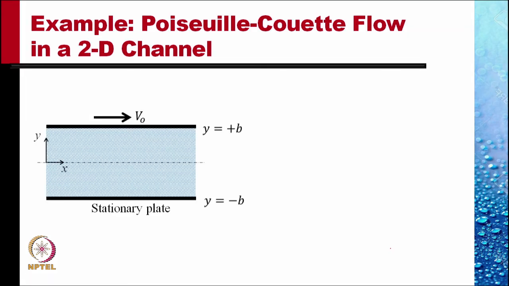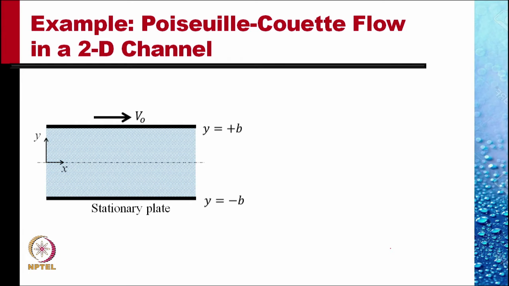Let us now apply these equations to solve an example. We consider a channel made of two parallel plates with a pressure gradient applied along the axis. This flow is known as the Poiseuille-Couette flow.